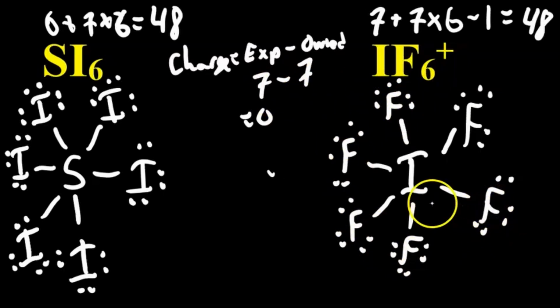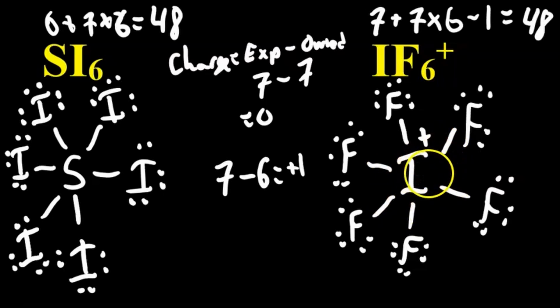What about the iodine? Well, the iodine, we expect there to be 7 based on the periodic table, and it owns 1 from each bond. 1, 2, 3, 4, 5, 6. It owns 6, so it's positively charged. So we'll put the positive charge on the iodine, and this would be our Lewis structure here.